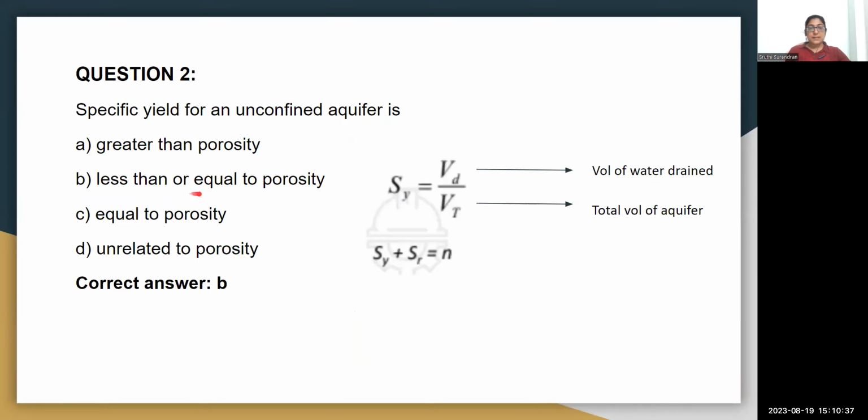So specific yield is less than or equal to porosity. We can see here the relation between porosity, specific yield, and specific retention. Specific yield plus specific retention is equal to porosity. So mathematically, if specific retention is equal to 0, then specific yield will be equal to the porosity. If it is not equal to 0, then specific yield will be less than porosity. So the correct answer is less than or equal to porosity.